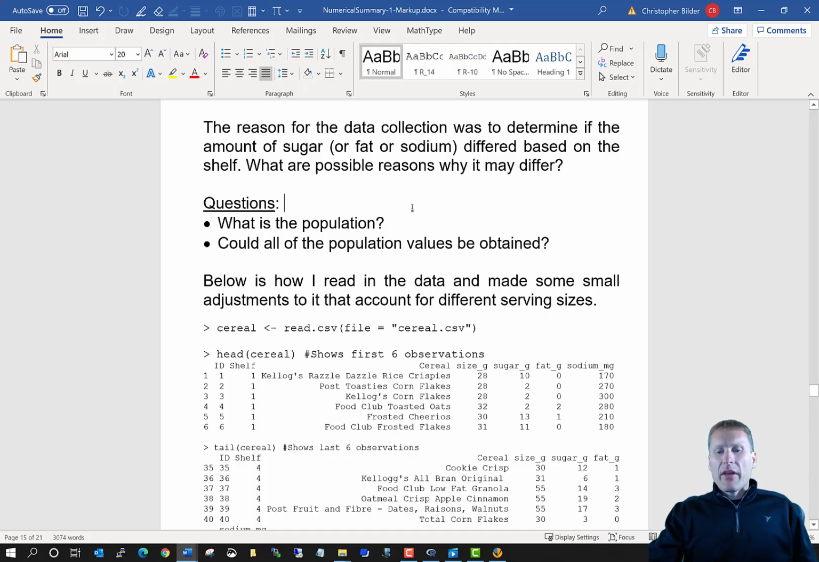And then, depending upon what your answer is, think about whether all the population values could actually be obtained. So if you have any questions regarding these questions, you need to ask.